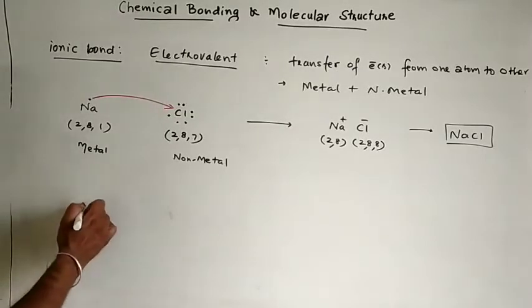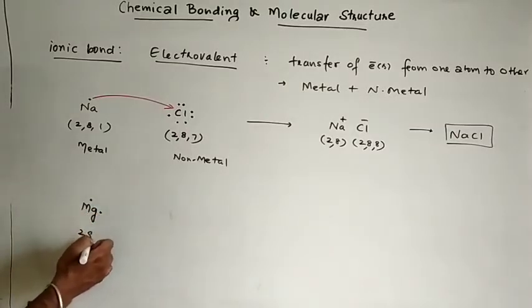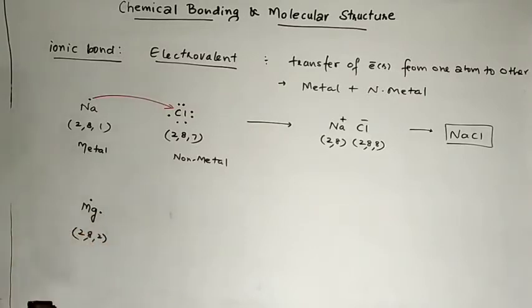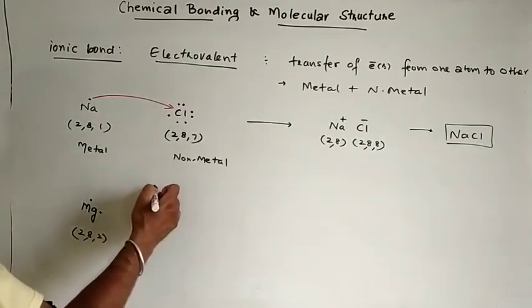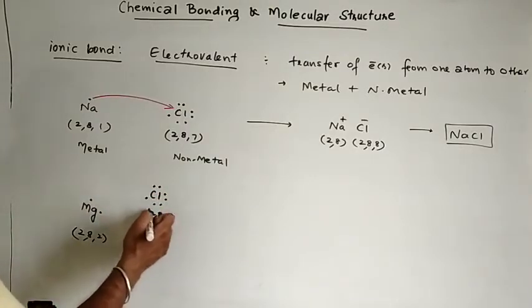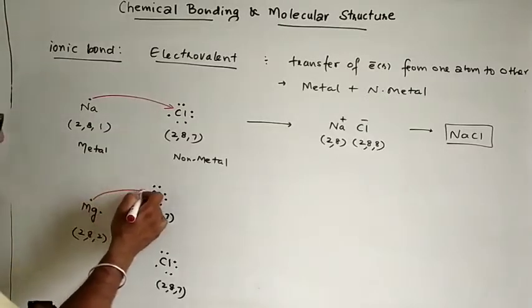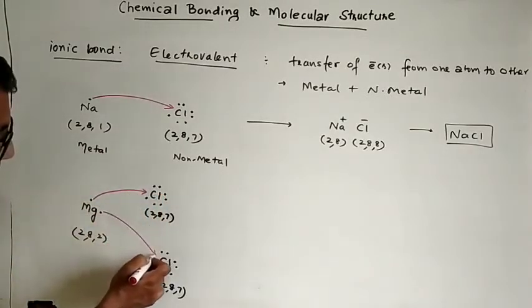Or let's see another example. If we have magnesium, its valency is 2 because its configuration is this. Valency is 2, that's why you put dots, not in pair. Okay. Chlorine. Now we require 2 chlorine, 2, 8, 7. Second chlorine, 2, 8, 7. So what the magnesium will do, it loses 2 electrons. One transfers to this chlorine, the other transfers to this chlorine.